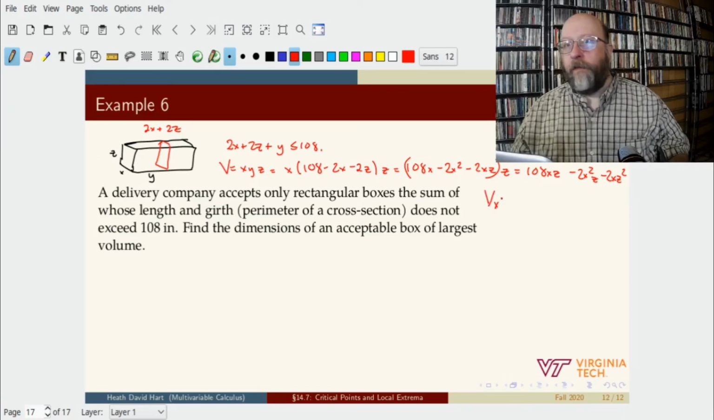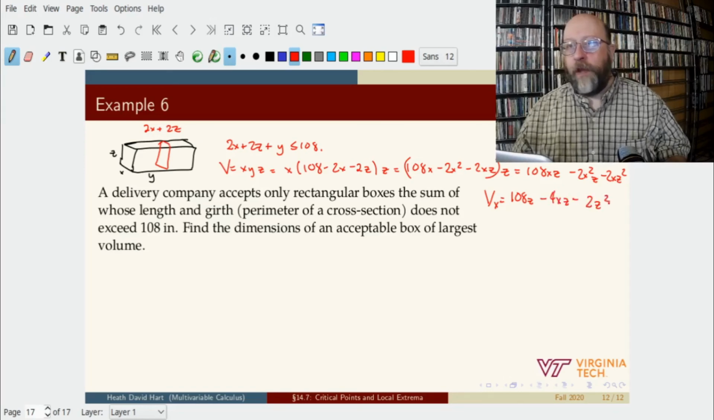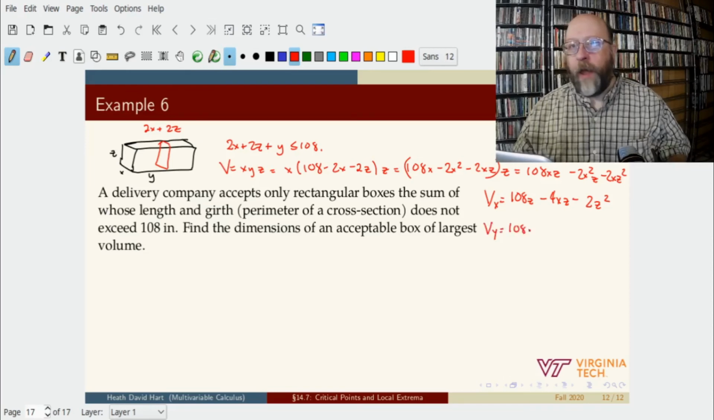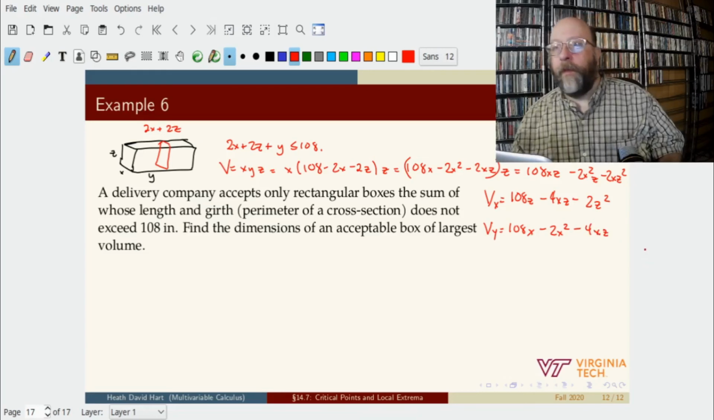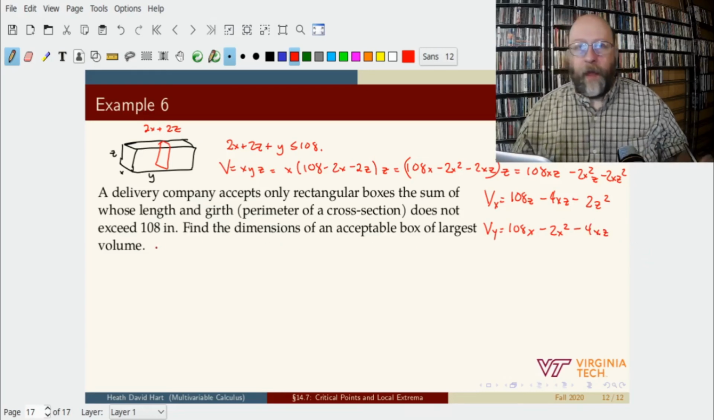So let's look at the partial derivatives. In the x direction, the partial derivative is 108z minus 4xz minus 2z squared. In the y direction, the derivative is 108x minus 2x squared minus 4xz. And we would like to set these equal to 0 now to find the critical points.